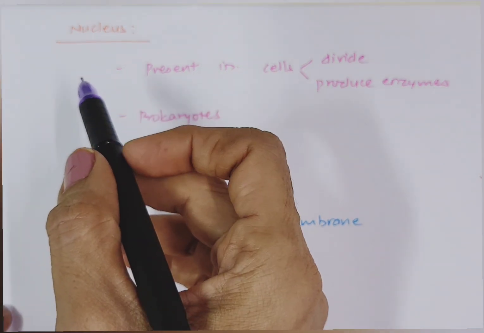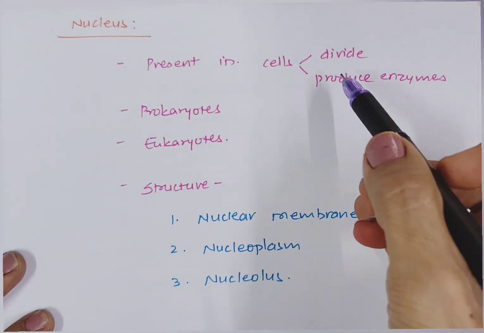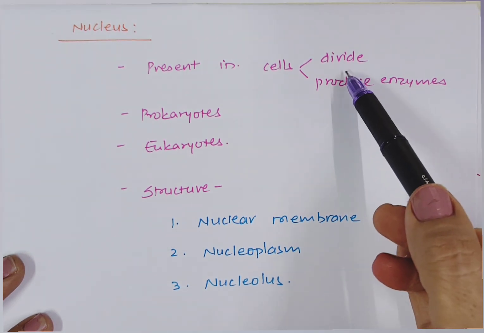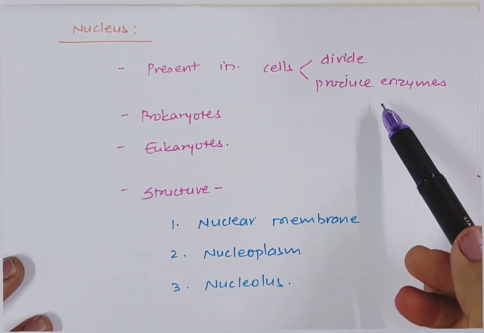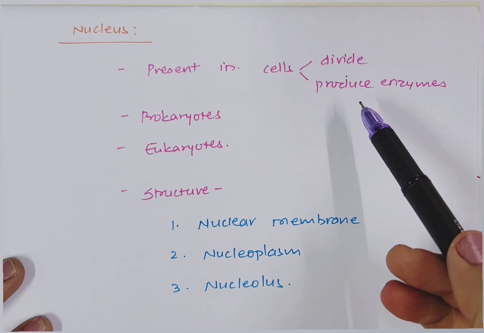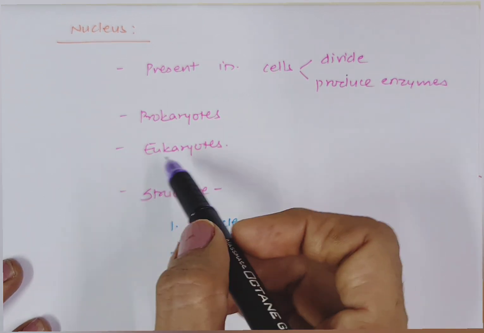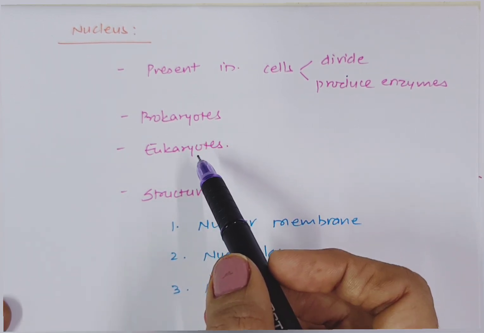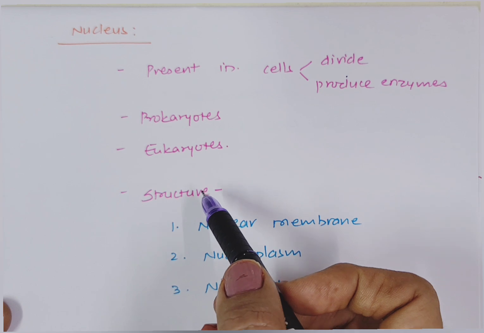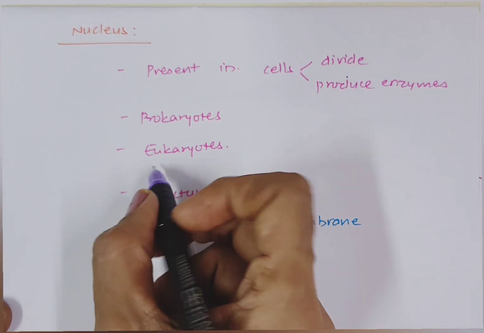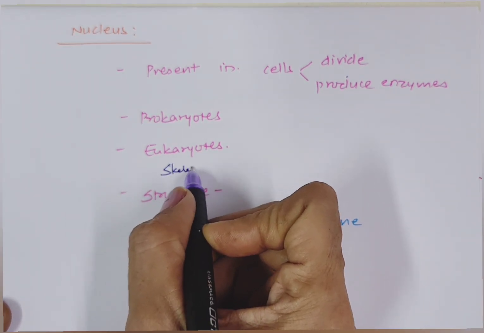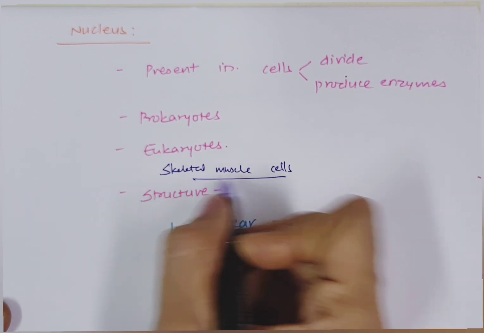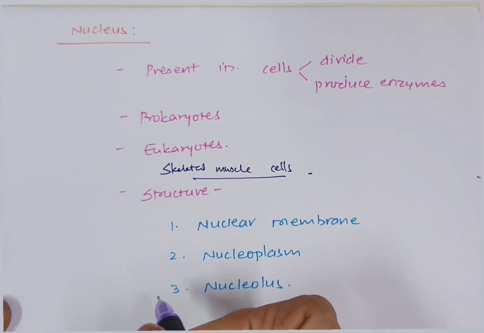Next is nucleus. Nucleus is present in those cells that divide as well as produce enzymes. So nucleus has mainly two functions. It is required for division of the cell and for the production of protein, mainly enzymes. Okay? So nucleus is the controlling center. And according to presence and absence of nucleus, cells are of two types: prokaryotes, they don't have a nucleus, and eukaryotes, they have a nucleus. Most of our cells have a single nucleus except skeletal muscle cells. Skeletal muscle cells have multiple nuclei. Yes, multiple nuclei.